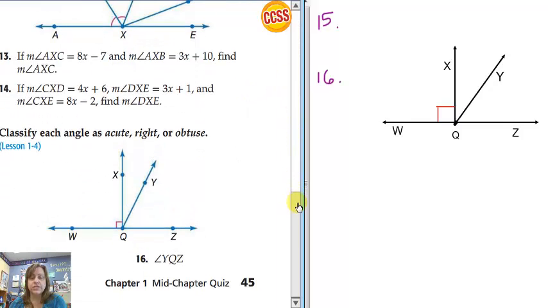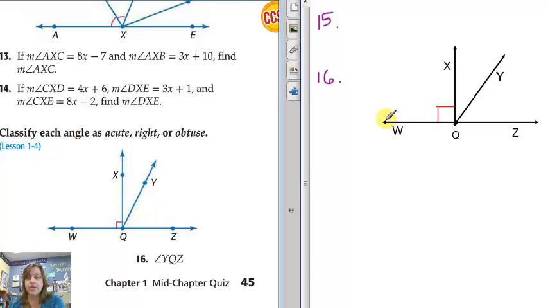All right, our last two questions, 15 and 16. We're classifying these angles as acute, right, or obtuse. Starting us off in question 15, we have angle WQY, which I want to highlight or trace that over. WQY, or this angle. What kind of angle is that? Well, I noticed that it goes beyond the 90-degree mark, so it's bigger than 90. We're going to say it's obtuse.